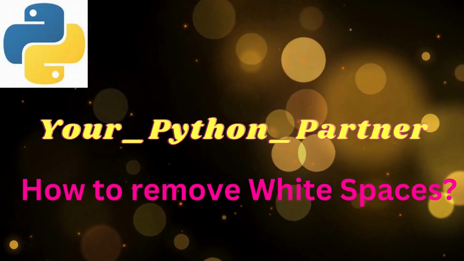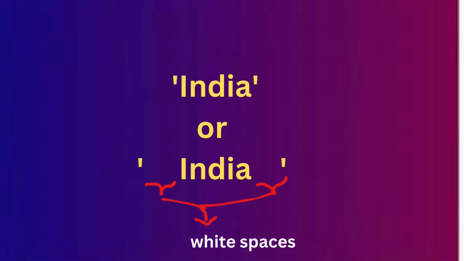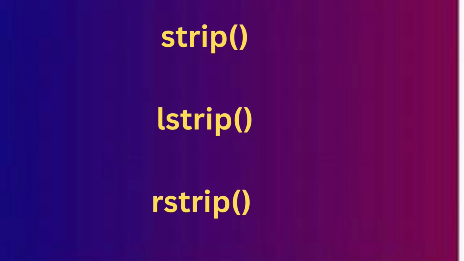So now we are going to see how to remove the white spaces in Python programming. For us, this India and this India are both the same, but for a Python program both are different because it detects the white spaces. And we have some methods to remove the white spaces, and this is a very useful feature, especially if we are going to store n number of names or values in any of our applications or websites. So, the methods are strip(), lstrip(), and rstrip().